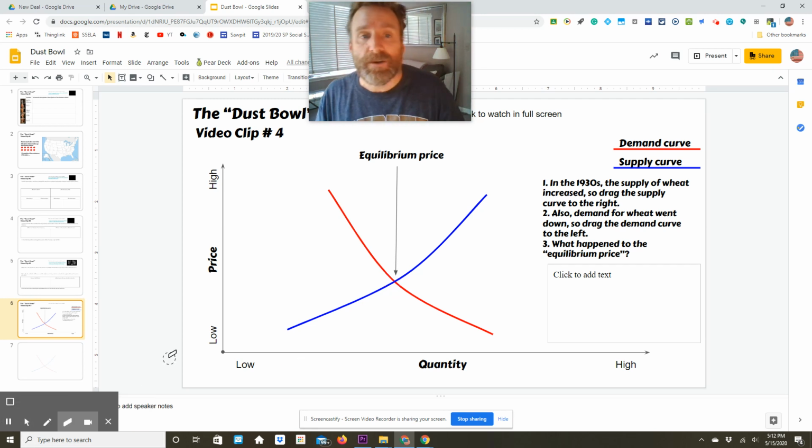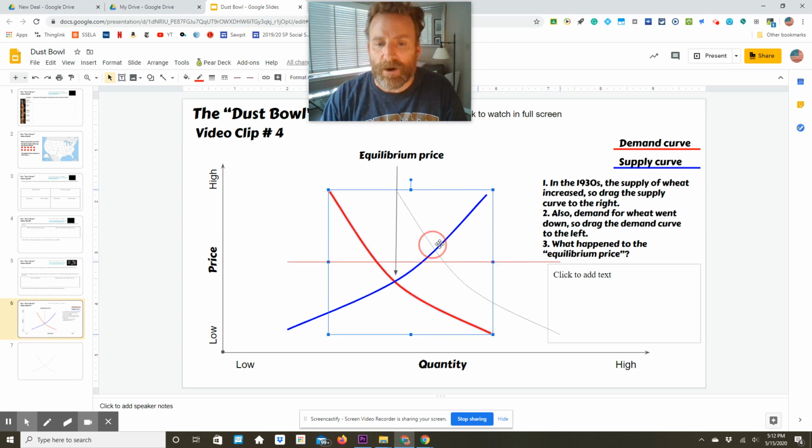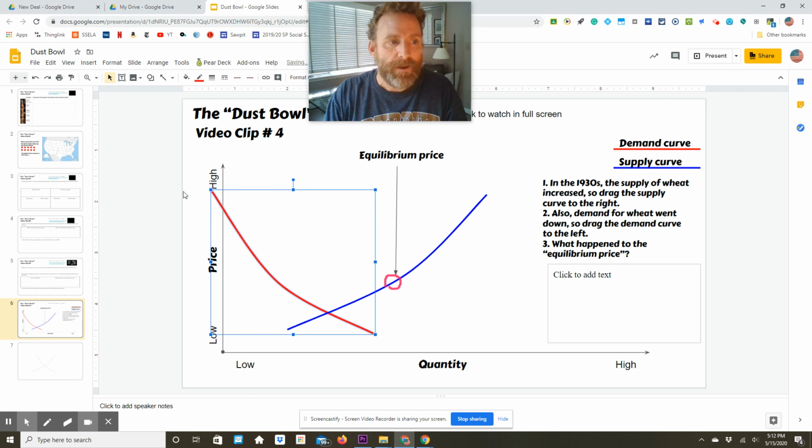All right, so we also have to understand that these curves move. As people want more of something, as the demand for a product goes up, the demand curve shifts, and that means it goes that way. So we're going to shift this curve out this way. That means an increase in demand. If there's a decrease in demand, it goes that way.